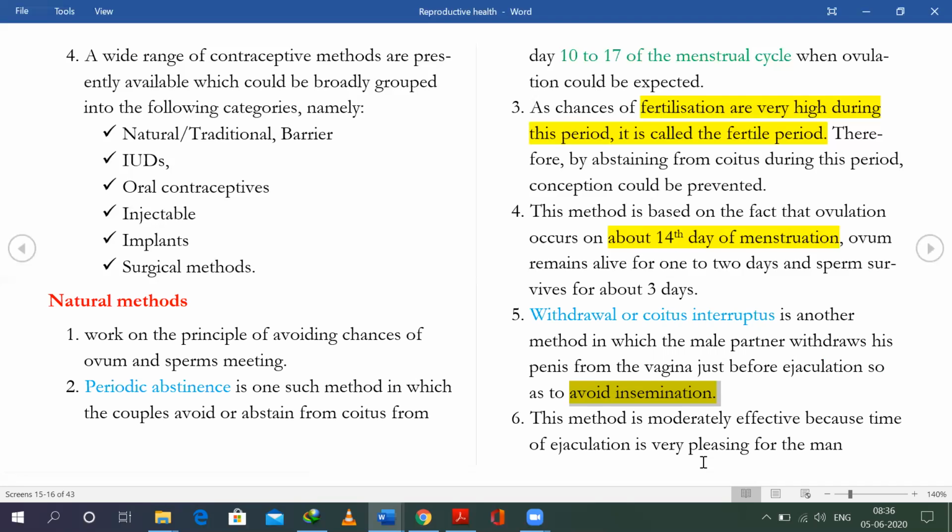Okay. And there is a failure there in the natural method, and even in the case of periodic abstinence, the failure rate is high. I mean, the contraceptive failure rate is high, because rarely the woman will have regular menstrual cycles, right? Sometimes this woman will experience irregular menstrual cycles. When the woman has irregular menstrual cycles, the dates can be miscalculated, and as a result there is a chance that this female partner can get pregnant. There is also a risk here to get pregnant.